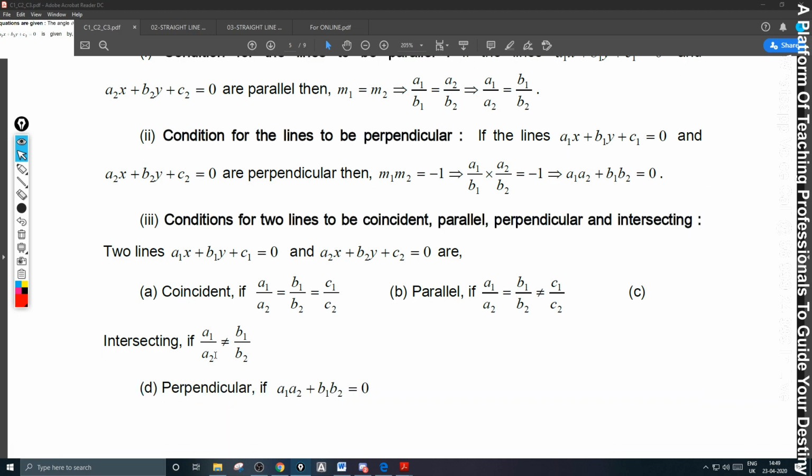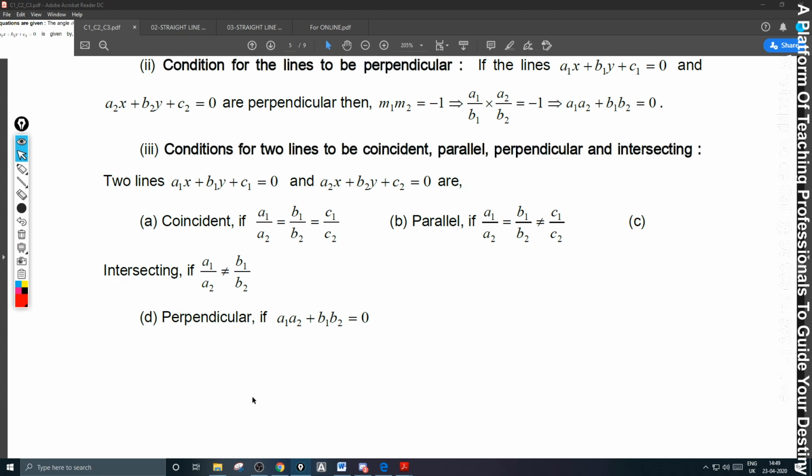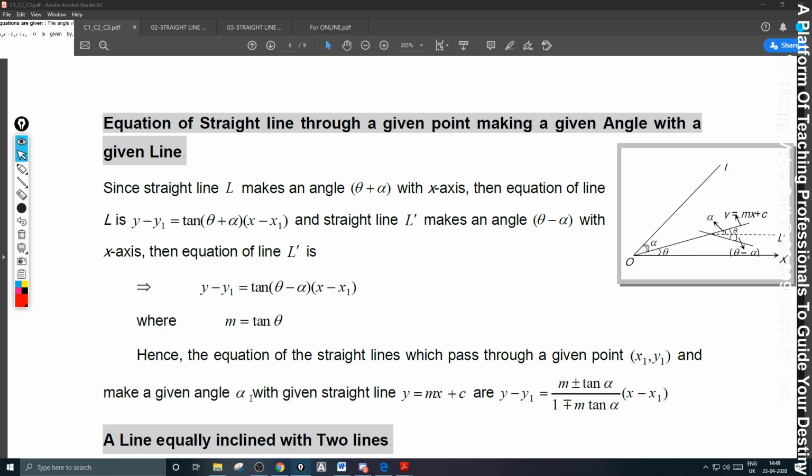Condition for two lines to be coincident: a1 by a2 is equal to b1 by b2 is equal to c1 by c2. Parallel: a1 by a2 is equal to b1 by b2 is not equal to c1 by c2. Intersecting: a1 by a2 is not equal to b1 by b2. Perpendicular: a1 a2 plus b1 b2 equal to 0.